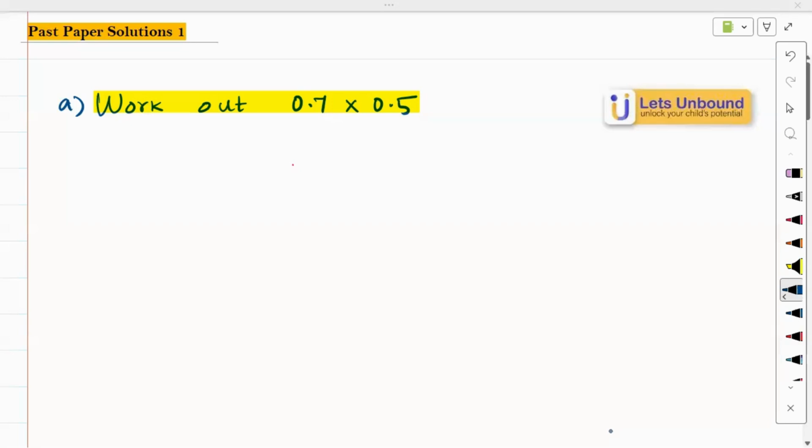Here we can see it's a subdivision question, and the first subdivision is: work out 0.7 times 0.5, which is a decimal multiplication. Very simple, only two steps. First step, ignore the decimal. It will become a normal multiplication. So let me ignore the decimal. I will get 0.7 times 0.5. The 0 in front doesn't make any difference, so let me ignore it. So it's just 7 times 5, which is 35. First step is done successfully.